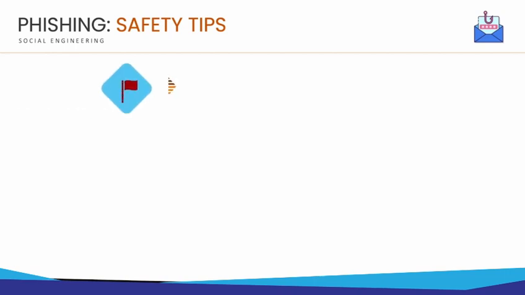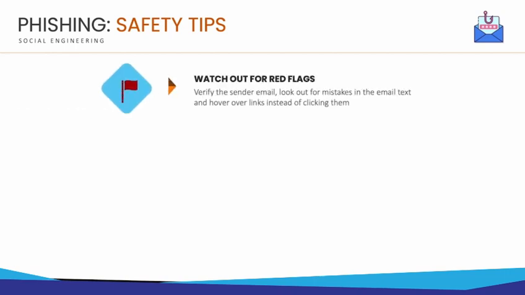The first thing is to always watch out for red flags in your emails. You should always verify the sender, expand the email header, see if it's the actual sender which they claim to be. Look out for mistakes in the email text, and if there are links within the email asking you to click on them, before clicking them, just hover your mouse over them and you'll be able to see what the actual link is, what would be actioned, where you would actually be taken.